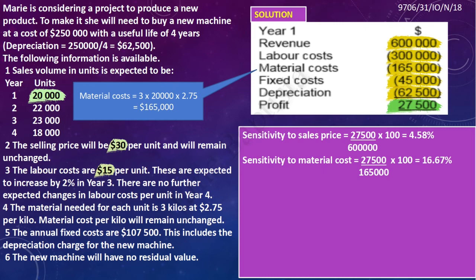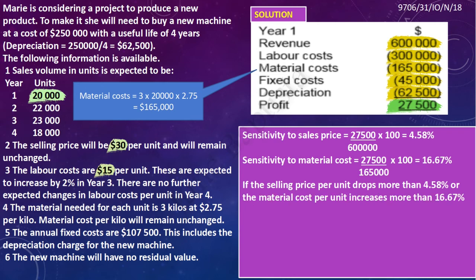Sensitivity to material costs is equal to $27,500, which is the profit, divided by the material costs of $165,000 times 100 to give us 16.67%. What does this mean? If the selling price per unit drops by more than 4.58%, or the material costs per unit increases by more than 16.67%, then the project will make a loss.